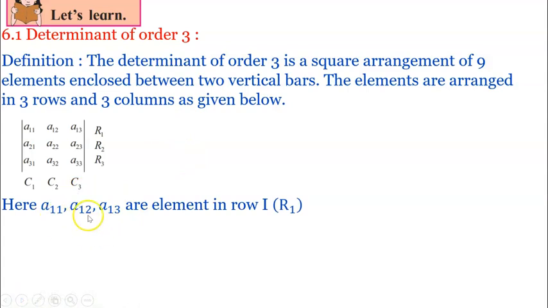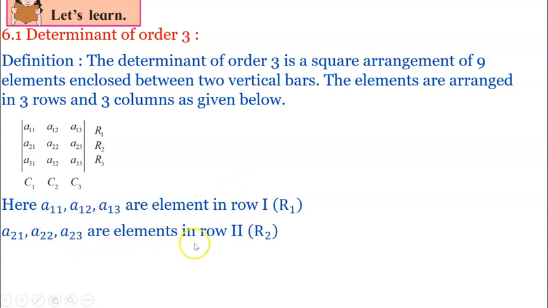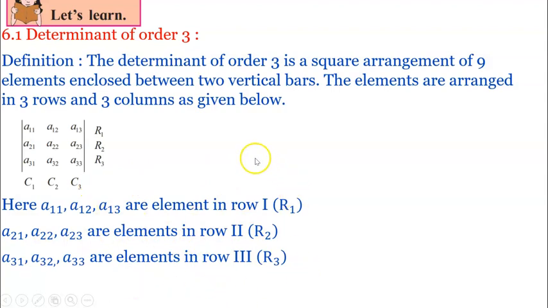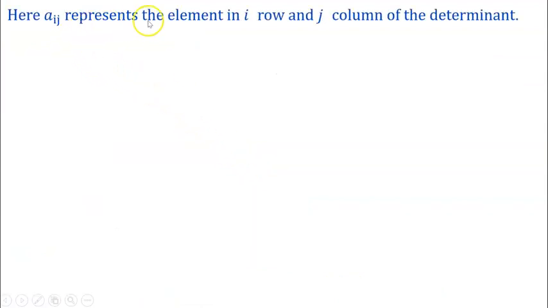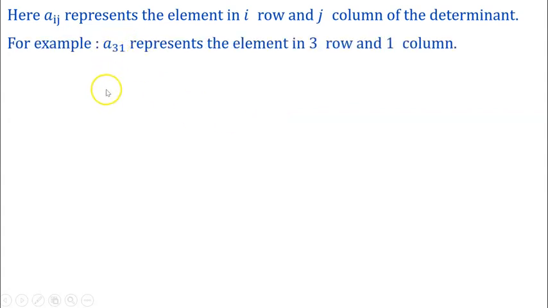Here A11, A12, A13 are the elements in the first row. And these are in the second row. And in this way, these are all the 3 rows, and similarly the columns are also here. That is, A11, A21, A31 are the elements in the first column, and so on. Here Aij represents the element in the ith row and jth column of the determinant. For example, A31 represents the element in the third row and first column.